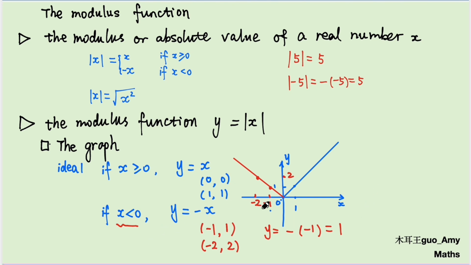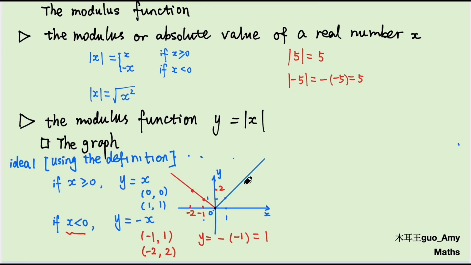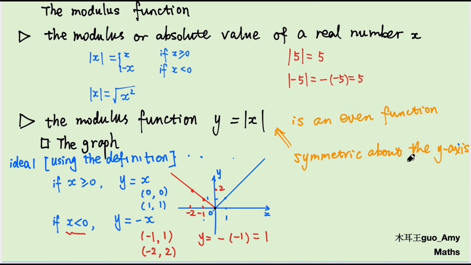The same, we only keep the part with x being negative. Therefore, we obtained the graph of the modulus function. It has a V shape. Based on the graph, we can see it is symmetric about the y-axis. It tells us the modulus function is an even function. And by using the symmetry of the even function, we can get the second idea of obtaining the graph.